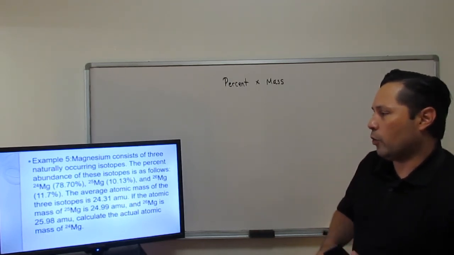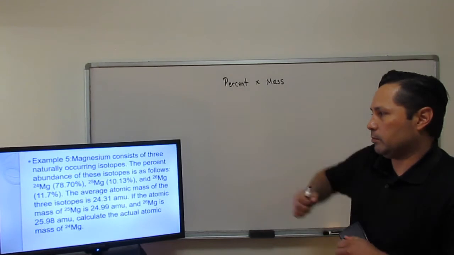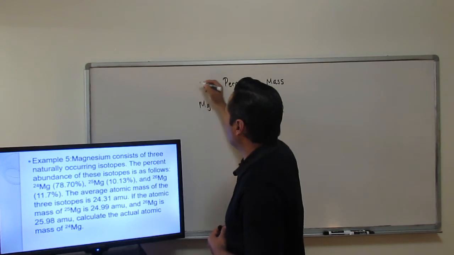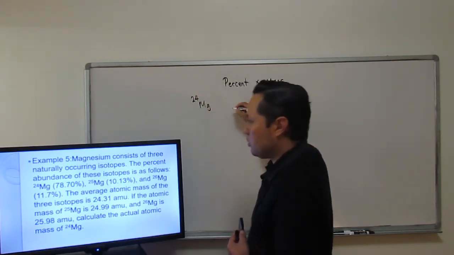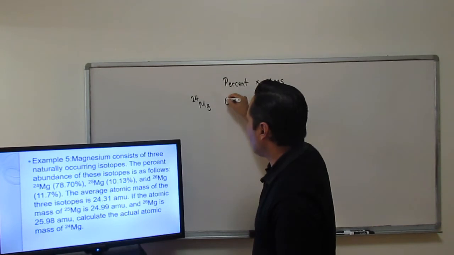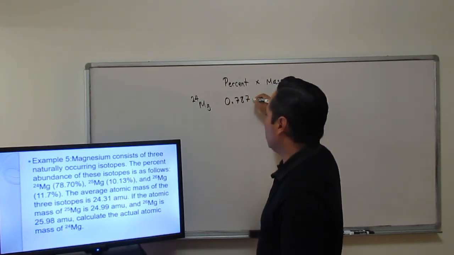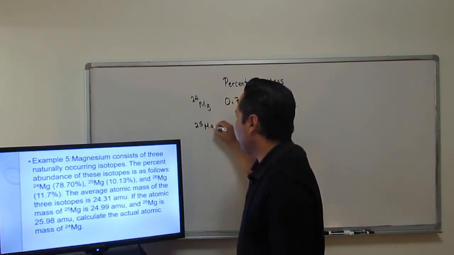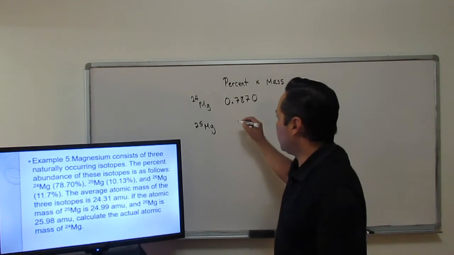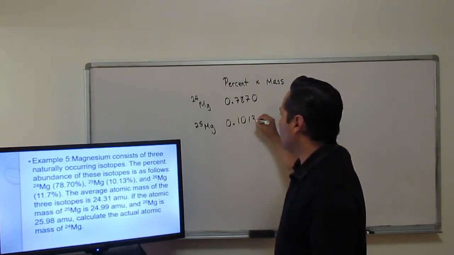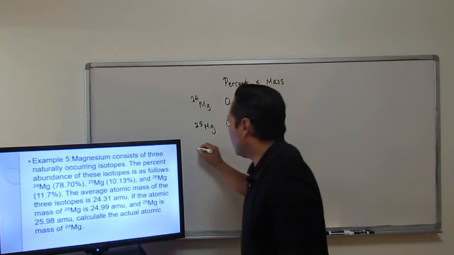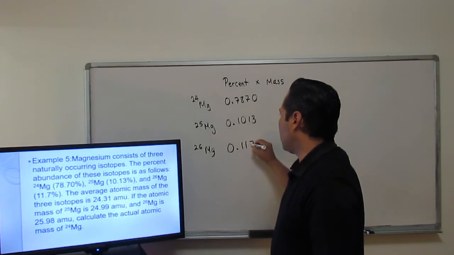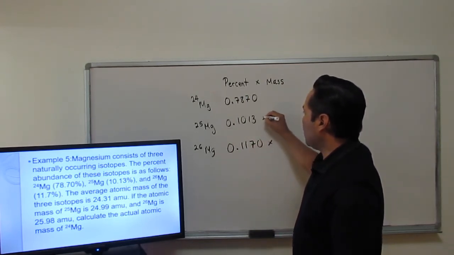Alright, let's go ahead and get to work on it. So the percentages for magnesium 24 are listed first. I'm going to write them down so I can keep them straight in my head. Magnesium 24 is 78.7%, so I'm going to write 0.787. For magnesium 25, it is 10.13%, so 0.1013, that's the decimal. And magnesium 26 is 0.1170. Alright, so that's what we've got.